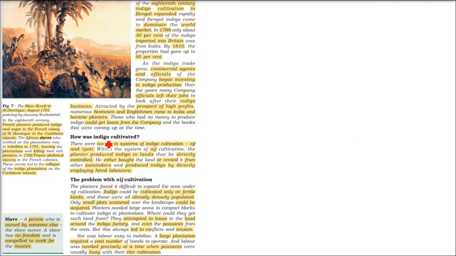Coming to how was indigo cultivated. Now we have seen Neel or indigo, Indian indigo. It was very famous. How was it cultivated? Because in Europe, it was in high demand. So wherever it was possible, the Britishers wanted to cultivate it. They were trying to expand the area.